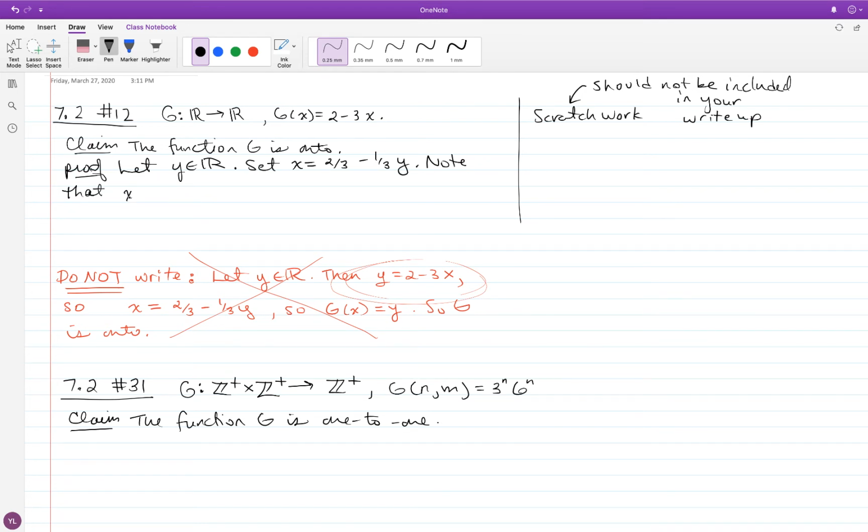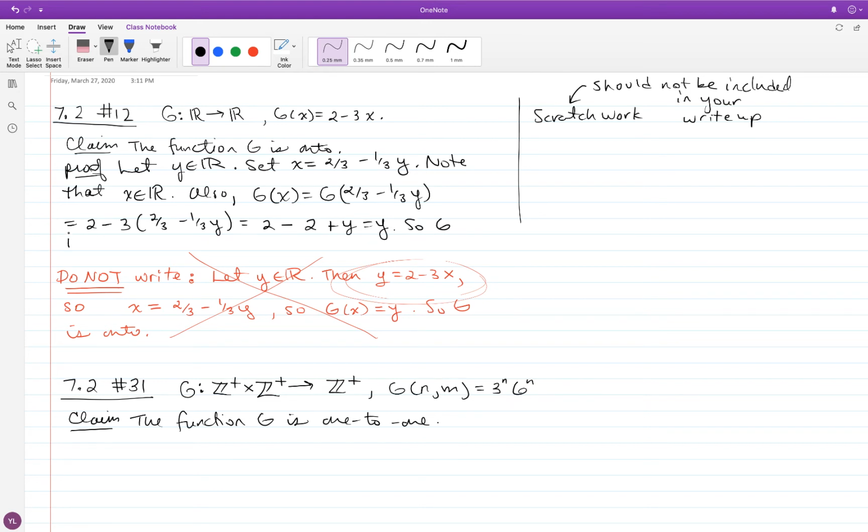So I know from my scratch work that setting x equal to 2/3 minus 1/3 y will do the trick. So I set x equal to that number. Now I've declared the variable x. It's not dangling or anything like that. And I just make the observation that it happens to be a number that's in the domain. And when I plug it through the function g, so g of x, look what happens. I put in 2/3 minus 1/3 y, and everything cancels out, and I get y out. So this is the proof that g is onto.